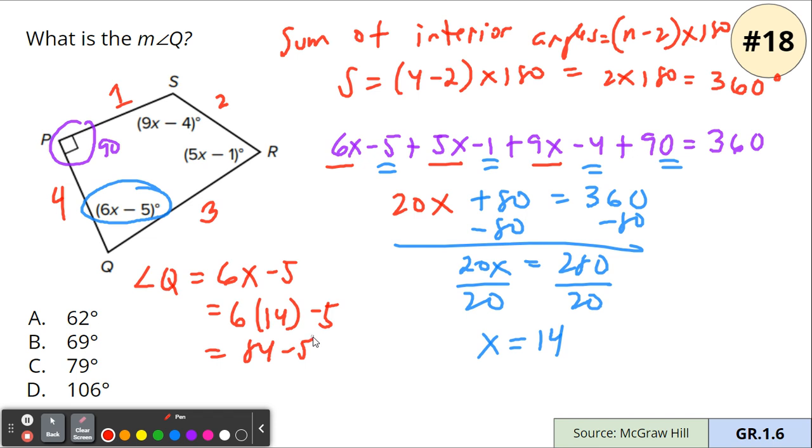Minus 5, that will give us 79. So angle Q is 79 degrees. So remember, if you're going to solve problems involving the sides and angles of our polygons, we have to find the sum of interior angles first. Okay, the formula: n minus 2 times 180.